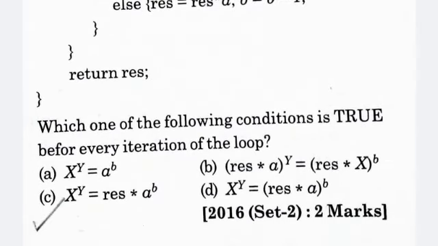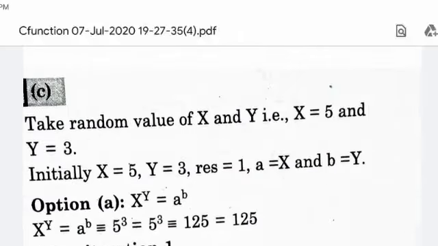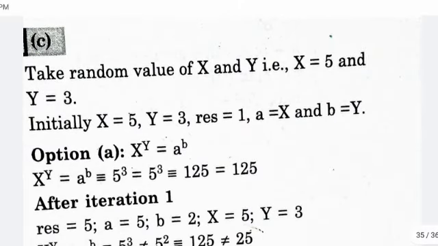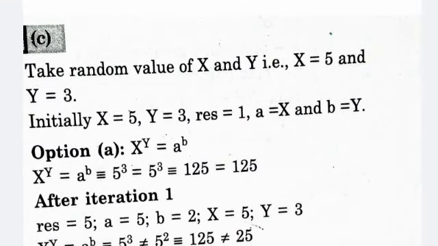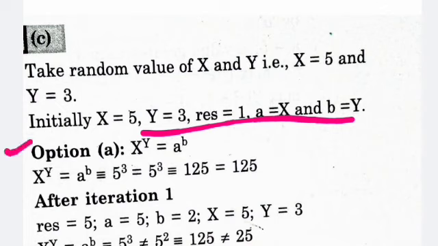Which one of the following conditions is true before every iteration of the loop? So there are 4 options A, B, C and D. Come to the solution of this question. Take random values of x and y, that is x equal to 5 and y equal to 3. So the initial value of x is 5 and y is 3, and res equal to 1. Here a equal to x and b equal to y as per the given program.